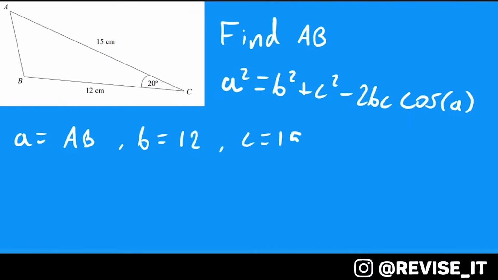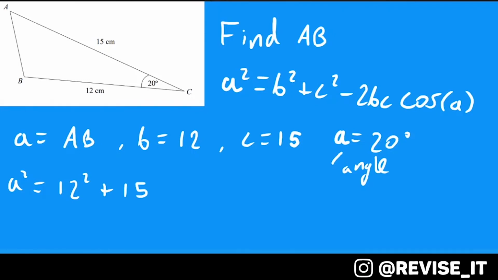And so, as seen below, when we're actually labeling each one of these, a is side length AB, b is 12, c is 15, and our angle A is 20 degrees. So now we can sub in all of these different values into the equation. So a squared is equal to 12 squared plus 15 squared minus 2 times 12 times 15 times cos 20.